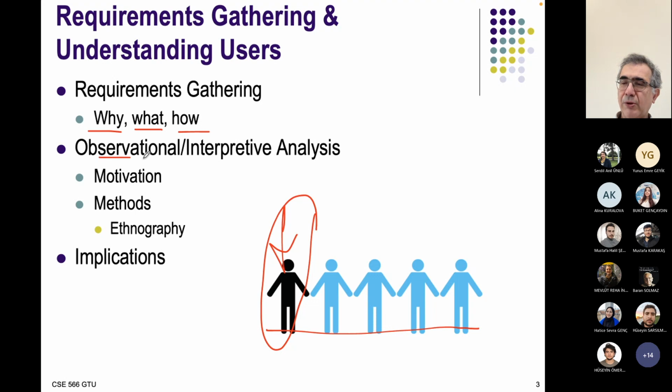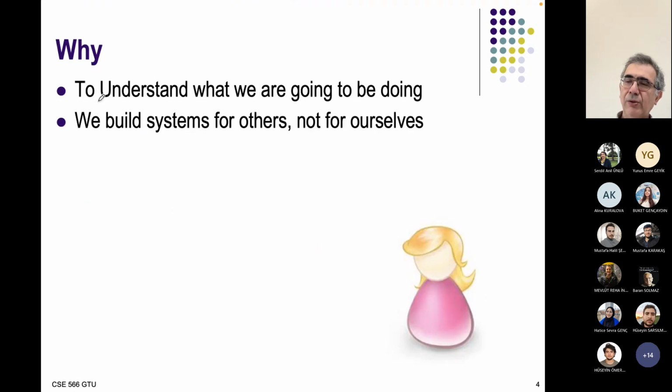Usually, we start with observation and explanation analysis. We try to understand motivation, and we will be talking about the user, the ethnographic properties of the user, and related issues. So in order to understand what we are going to be doing, we should keep in mind that we are building systems for other people, not for personal use.